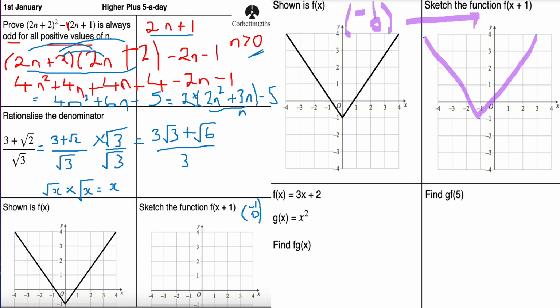Right, guys, the last question here is looking at composite functions, where f of x equals 3x plus 2 and g of x equals x squared. The first part is to work out fg of x, so it's a function of a function. So it's going to be f of g of x, so f of x squared. So what I'm doing here is replacing x with x squared. So it's going to be 3x squared plus 2. Or they will accept 2 plus 3x squared. So either way is going to be fine.